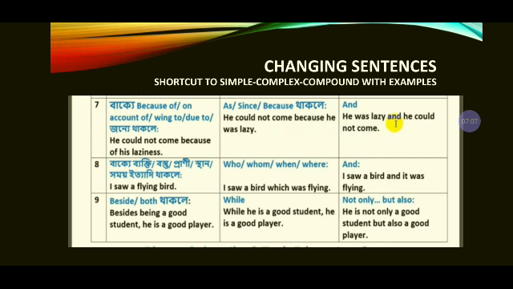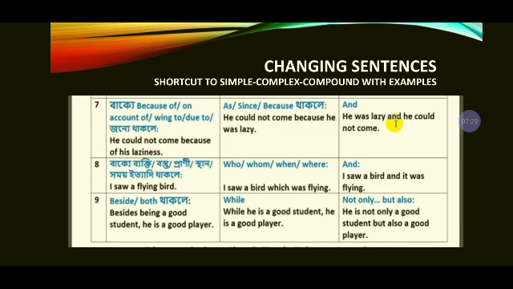Besides or both in the simple sentence. Use while in the complex, and use not only but also in the compound form. Besides being a good student, he is a good player. And complex, while he is a good student, he is a good player. And compound, he is not only a good student but also a good player.